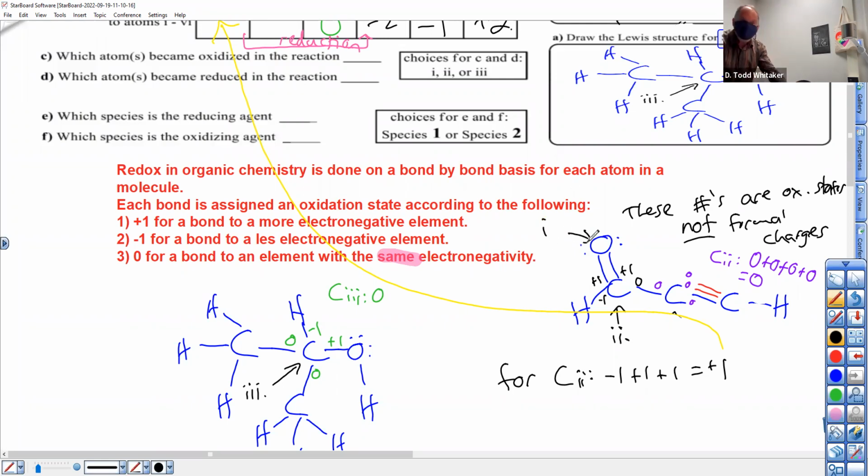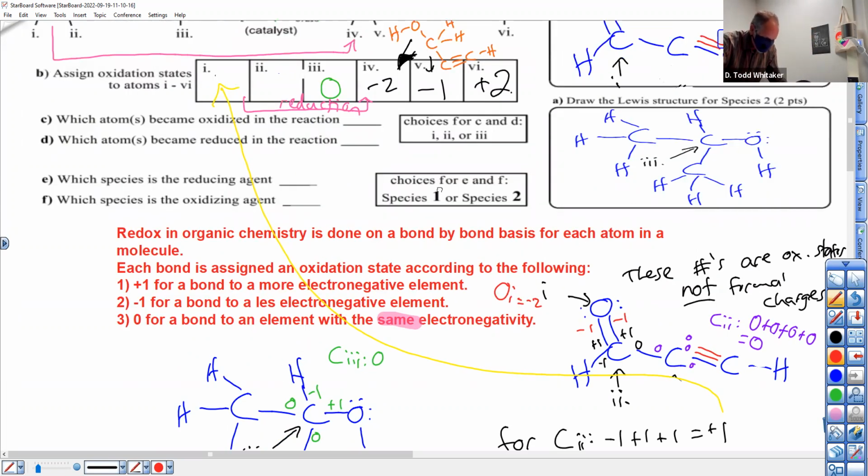What does oxygen feel in a bond to carbon, a less electronegative carbon? -1. I'm going to do it in red. And same thing for the other bond, right? This is oxygen. OI equals -2. No, it wasn't I becoming that. So, oh, yeah.